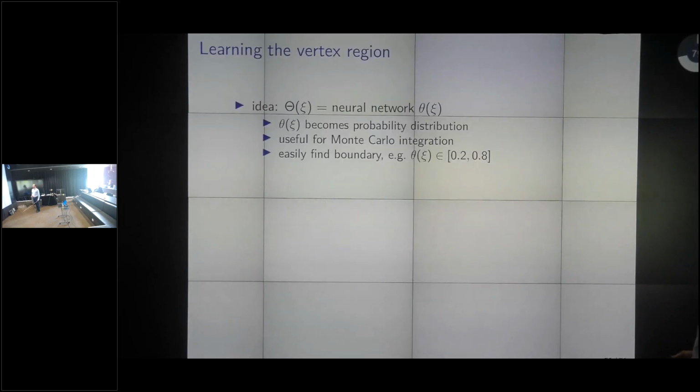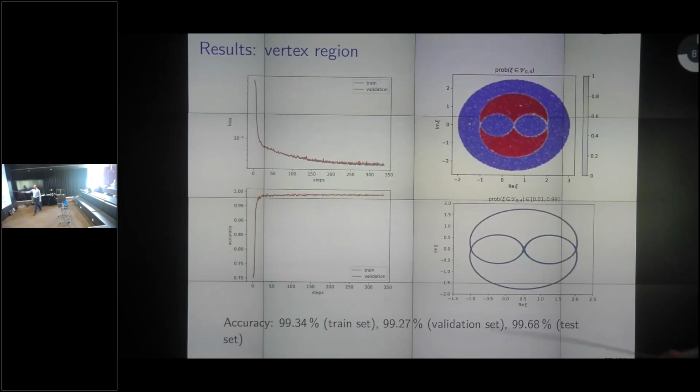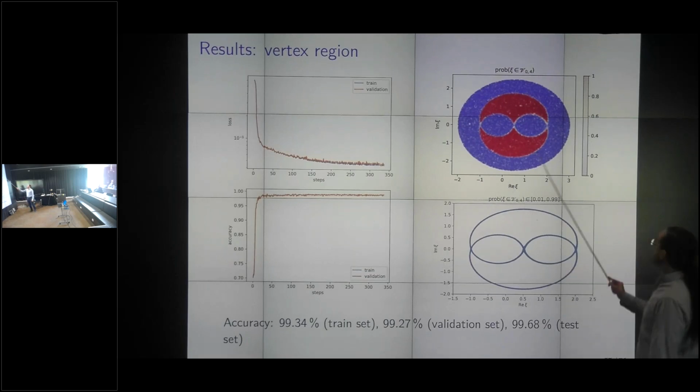Okay, so we'll just skip this. For the vertex region, now it's a supervised problem because we can compute everything. It's just very expensive. So we just want to train a neural network to say if a point is inside or outside the region. You get this kind of figure, so we get almost 100% accuracy. And if you plot the probability for a point to be inside or outside, you get something which is very sharp. For example, here at the boundary the probability is between 1% and 99%. As you see, it really goes from 0 to 1 over a small space.